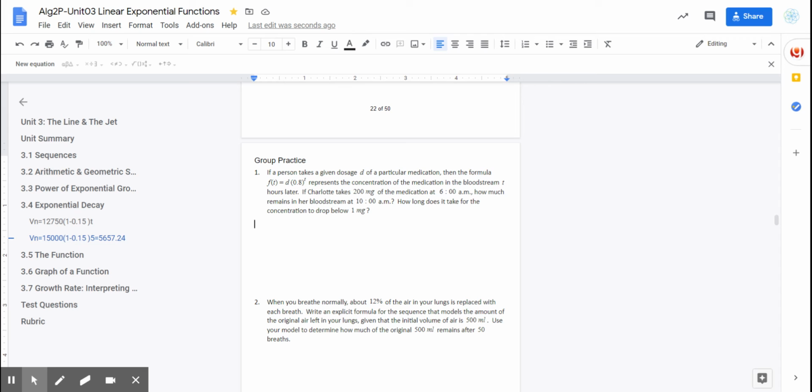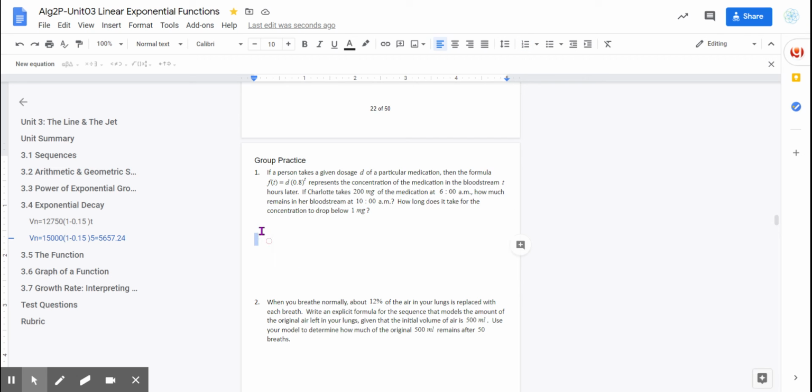If a person is given a dosage D of a particular medication, then the formula F(T) = D times 0.8 to the T represents the concentration of medication in the bloodstream. If Charlotte takes 200 milligrams of the medication at 6 a.m., how much of it remains in her blood at 10 a.m.? How long does it take for the concentration to drop below 1 milligram?